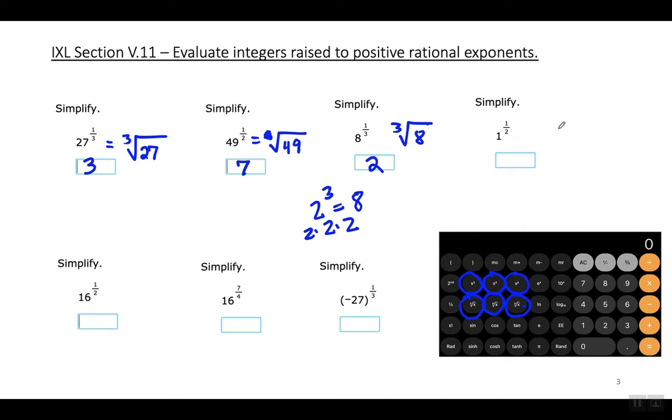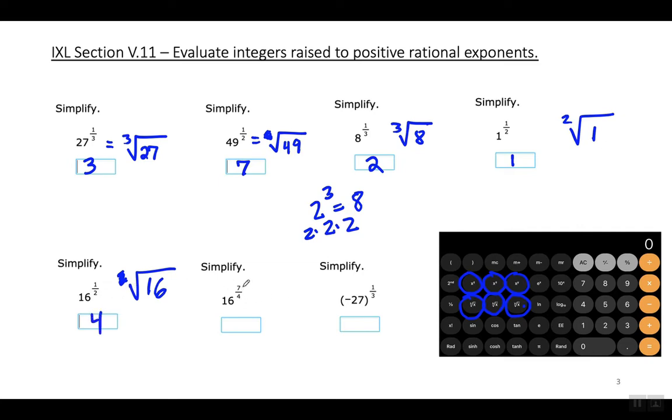Right here, 1 to the 1/2 means the square root. That means just get the square root of 1, which is 1. Right here, get the square root. Again, I keep writing the 2, but when it's a 2, you don't write it there. The square root of 16 is 4.